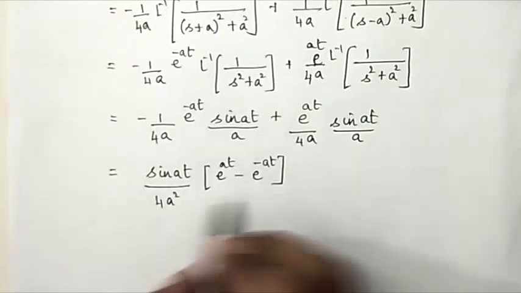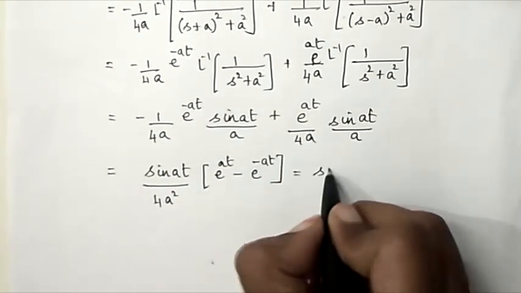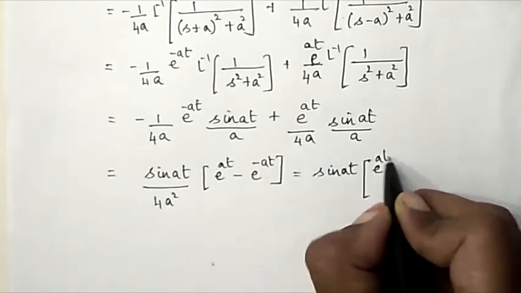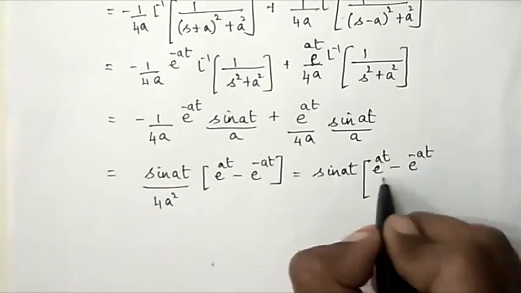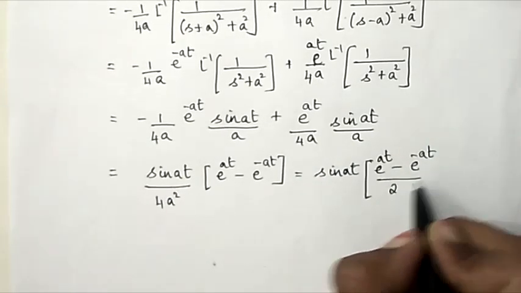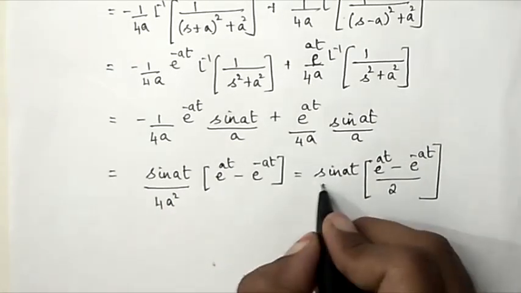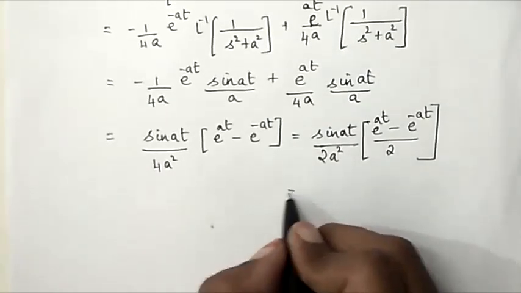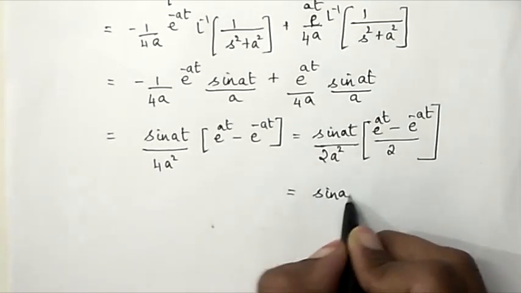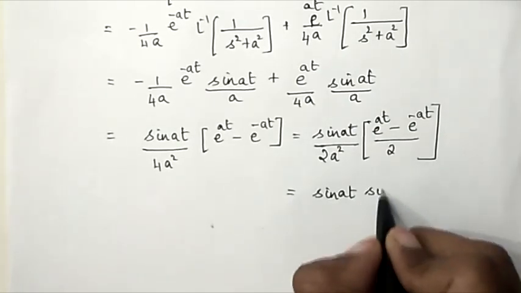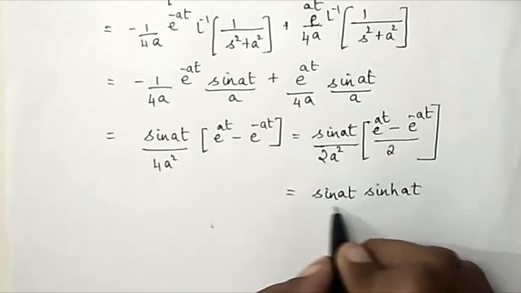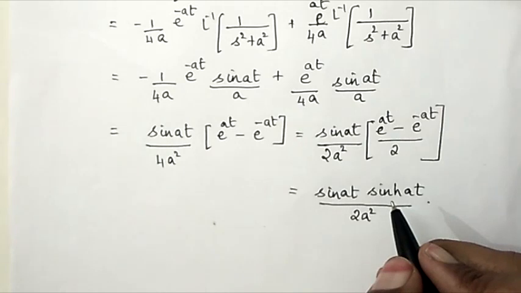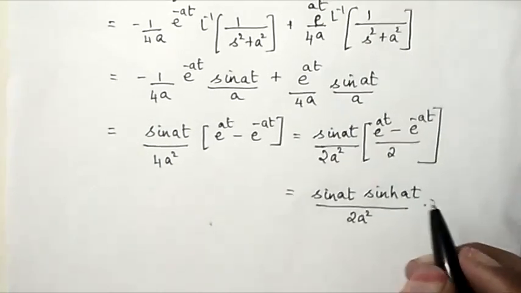To bring it to the form of a hyperbolic function, I can also write this as sin at into (e power at minus e power minus at) by 2, and outside I can write 2a². So this will be equal to sin at sinh at divided by 2a². So this completes the last problem, number 6.